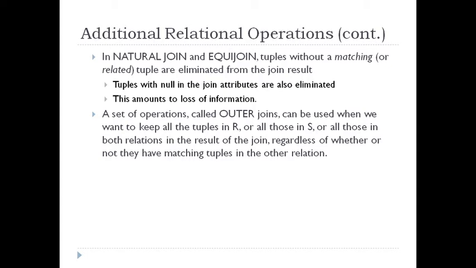So in that case, suppose I want to retain the tuples which are having the null values, then we can use the outer joins. Now, a set of operations called outer joins can be used when we want to keep all the tuples which are there in R or in S or in both the relations. So whether they are matching or not, suppose I want to include everything, then I can use outer join.